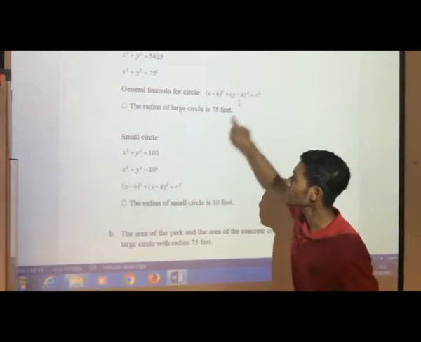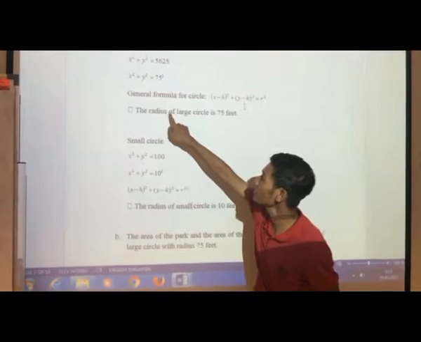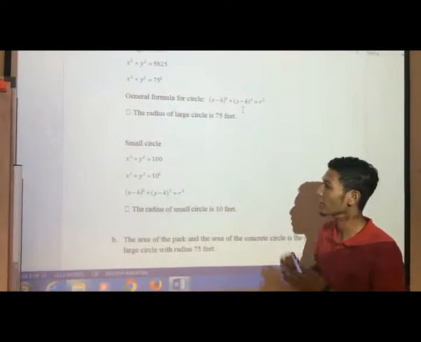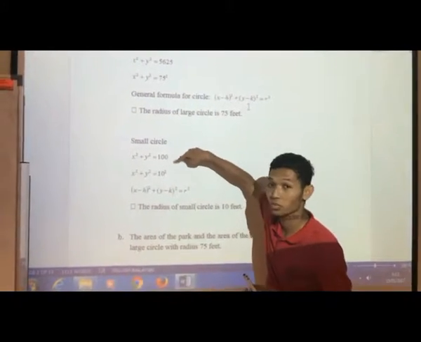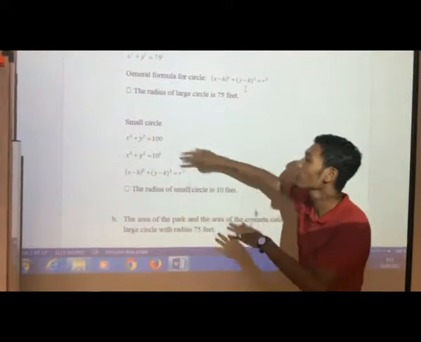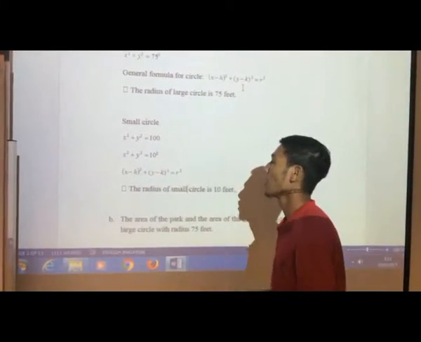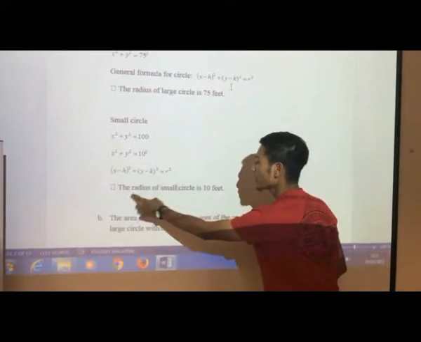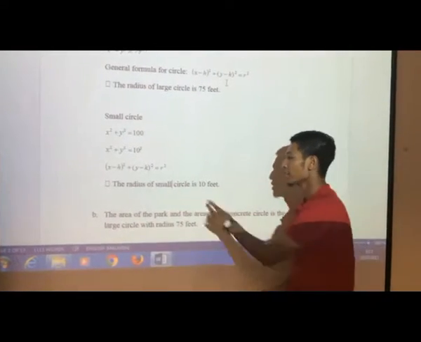This is r. So the radius of the large circle is 75. This is the equation of the small circle, so this is r squared. We also compare these two equations, and we can get the radius of the small circle, which is 10.